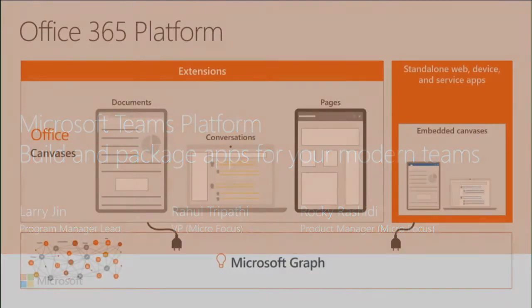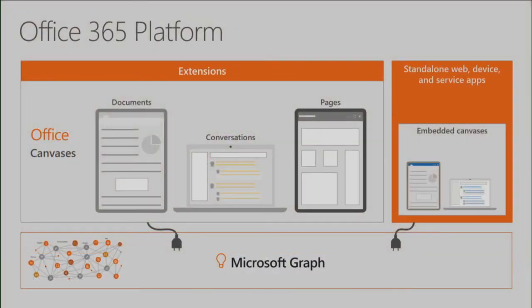So let's dive right in. If you guys have seen some of the other Office extensibility sessions, this slide will look familiar. We think about Office as having these multiple developer canvases. We've got documents, so Word, PowerPoint, Excel, conversations, pages, so SharePoint sites, for instance. And all of this is hooked into the intelligence of the Microsoft Graph. And front and center here is conversations. So this is Microsoft Teams, of course, and that's what we're going to be focused on today.